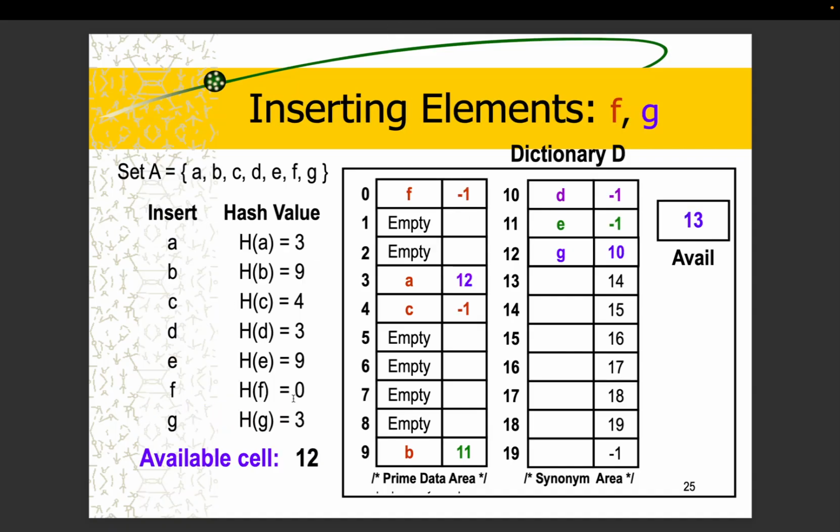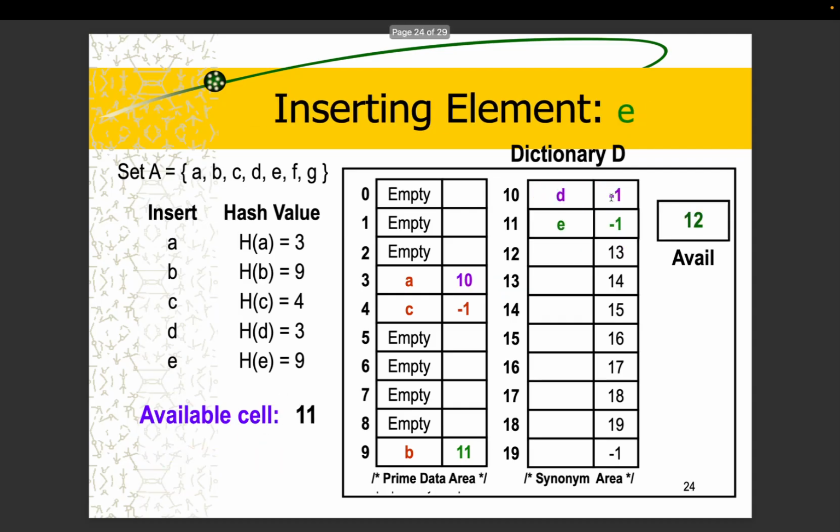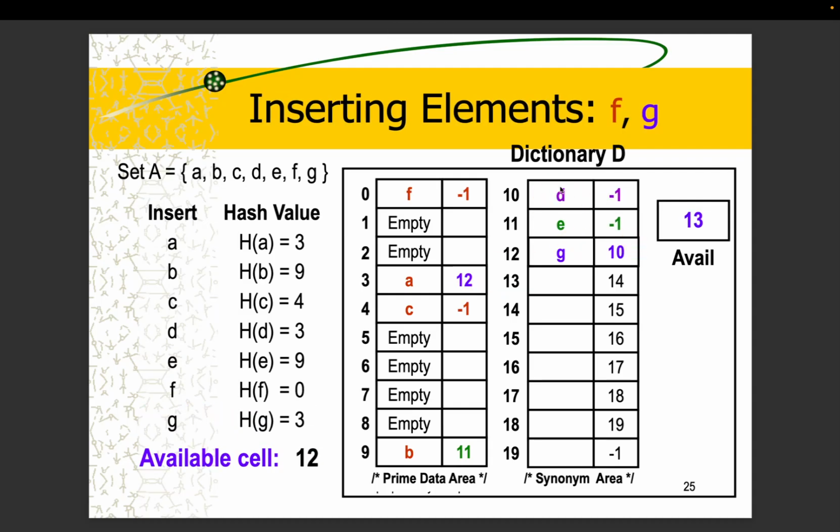If we insert F, start at index 0, there was nothing there, so quickly insert. G is at index 3, and this is just the same as version 2. A points to 12, because the available cell is 12. G gets the value of the previous link, which is 10. So it gets 10, and D gets negative 1. So take a look at the link.